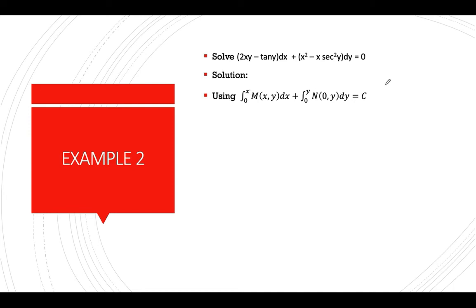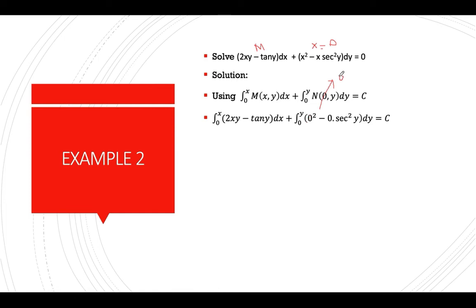Okay, so we use the first form of the line integral. So we just copy M, then here we set x equals 0, but take note that when x is equal to 0, this will be equal to 0, no? Everything will be 0.